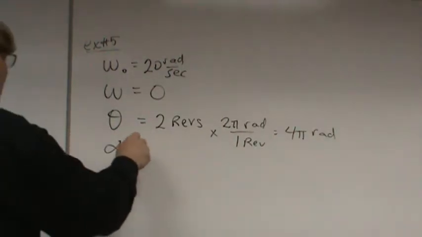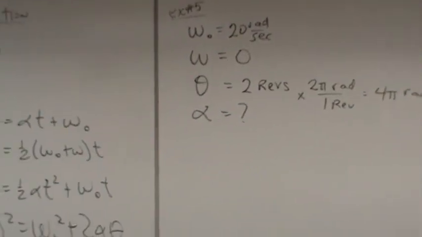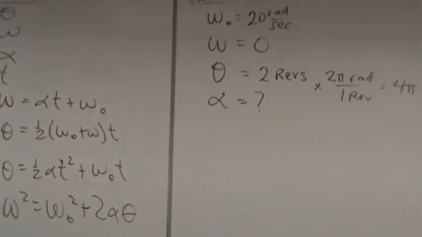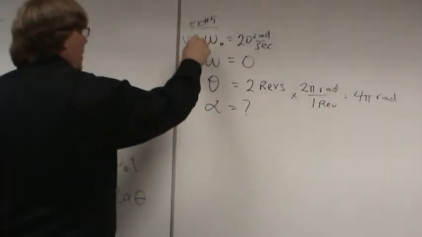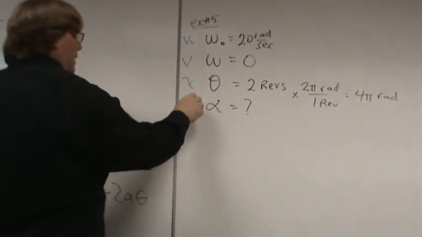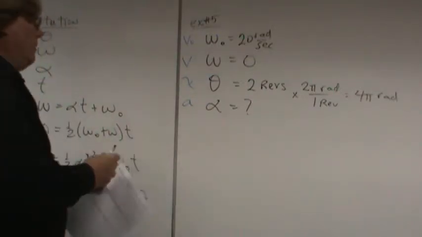And they want to know alpha. So which of these equations am I going to use? Yeah, the last one. If it helps you, you can always do this in your head. That's analogous to V naught, that's analogous to V, to X, and to A. Then you just remember which one you would use for those, and convert it to the rotational form.